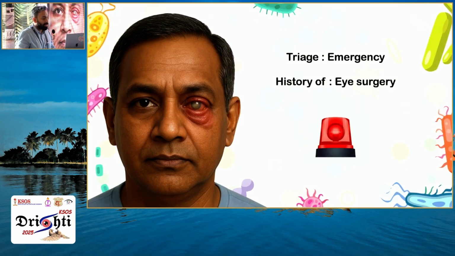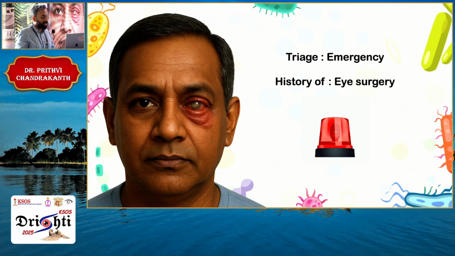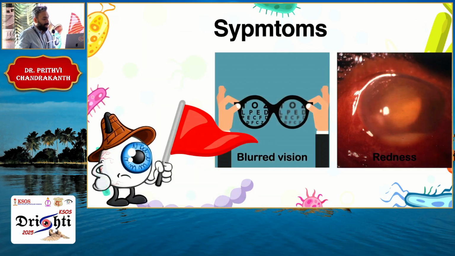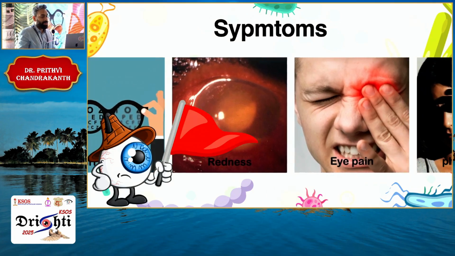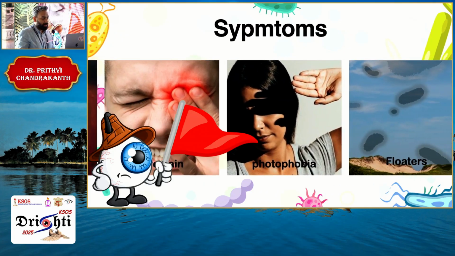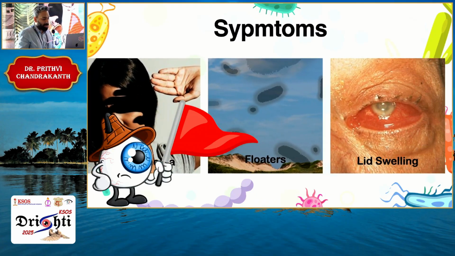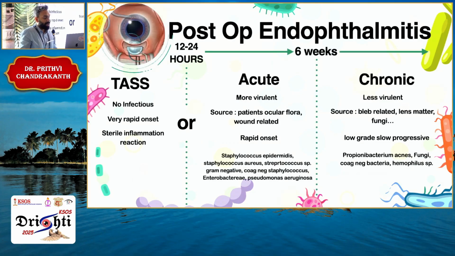First of all, the whole thing starts from the reception onwards. We need to train the receptionists to triage these cases, whenever they see a red eye, and immediately take them to the doctor. History of the eye surgery has to be taken, very important. And what are the red flags? Symptoms: blurred vision, redness, and eye pain. You can have photophobia, floaters, and lid swelling. All these are red flag symptoms, and this is the classification that we have to learn.